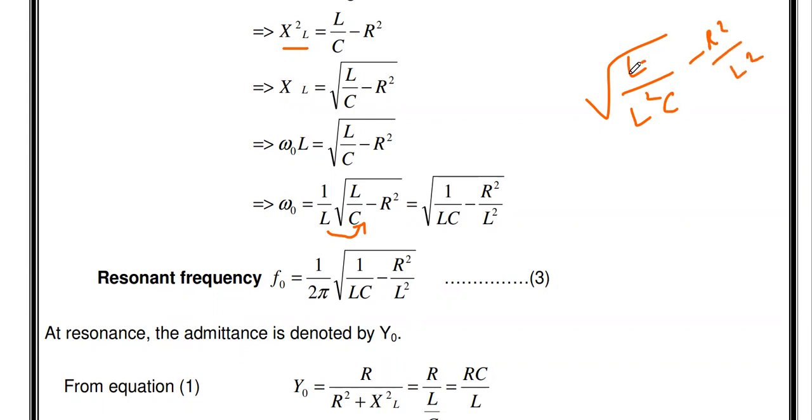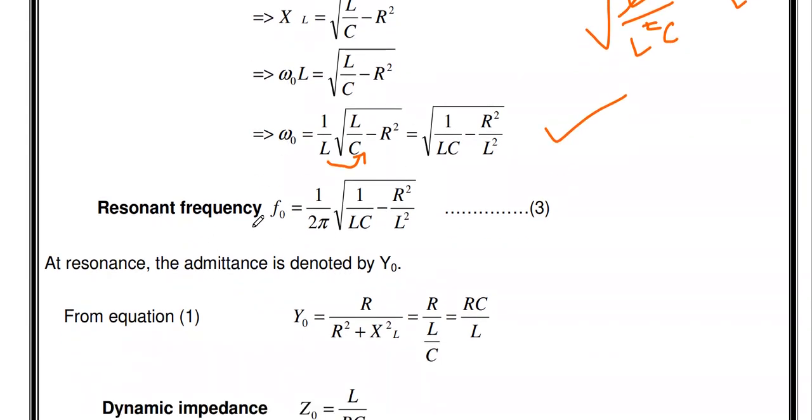So here one L cancels. So we can get square root of 1 by LC minus R squared by L squared. It is omega naught. So this is the resonant frequency for our practical LC circuit.